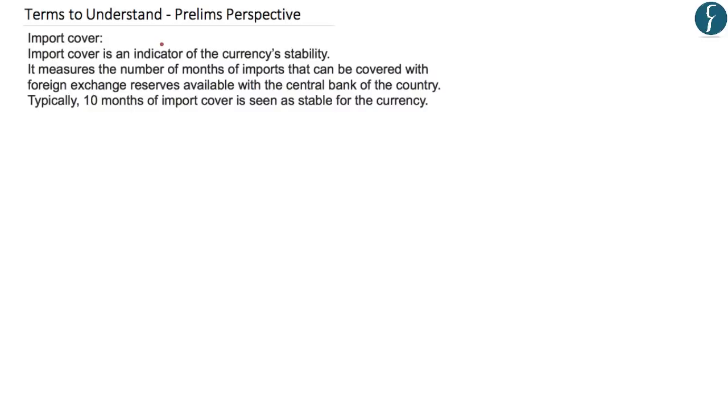Now import cover is an indicator of the stability of a currency of a country, wherein import cover measures the number of months in which the imports to a country can be covered with the available foreign exchange reserves that are there with the central bank of that country. So now let's say the import bill of country A is $100, and this country A has $700 in its Forex reserves, which means that country A would be able to cover its import bill for 7 months.